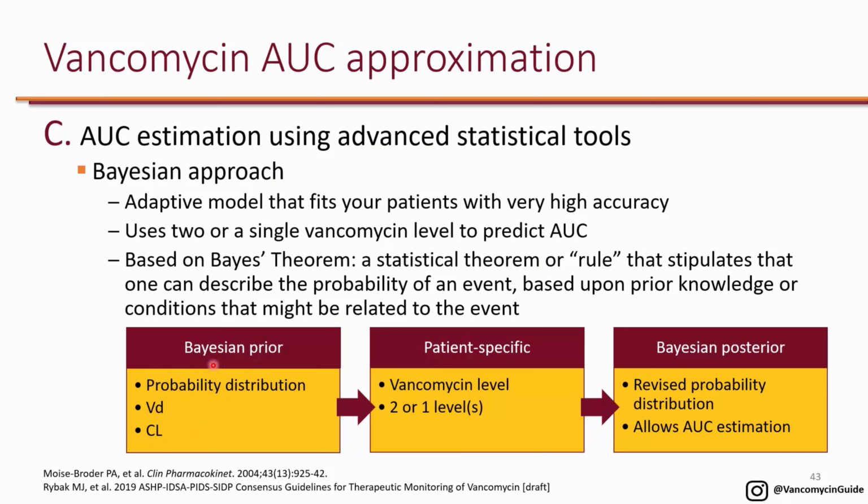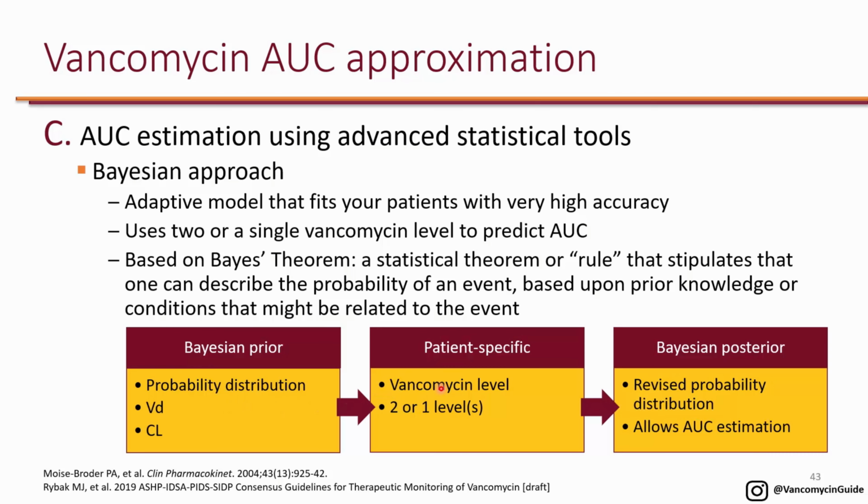And this is referred to as Bayesian prior. So the Bayesian prior basically uses population pharmacokinetics. So basically the things we did to calculate volume of distribution and clearance, to estimate what the patient's volume of distribution and clearance would be empirically.